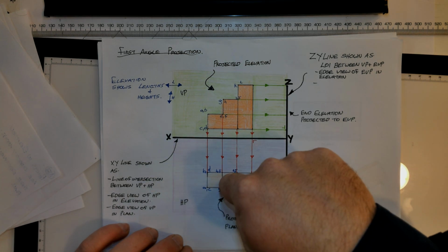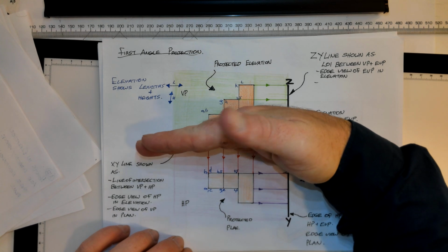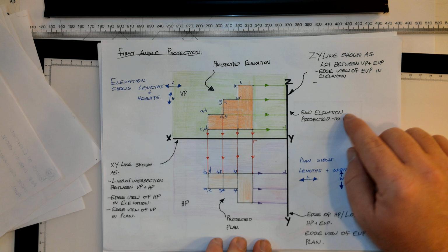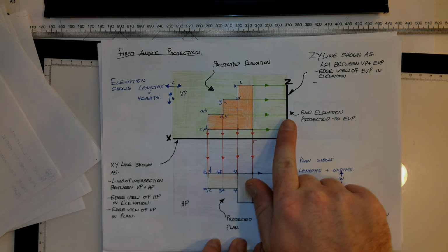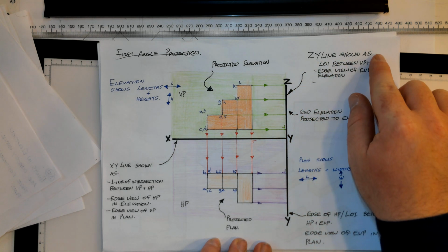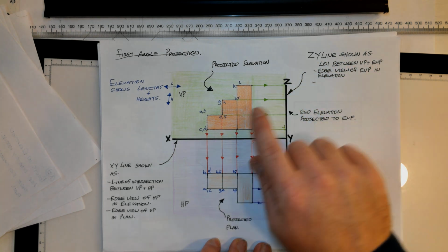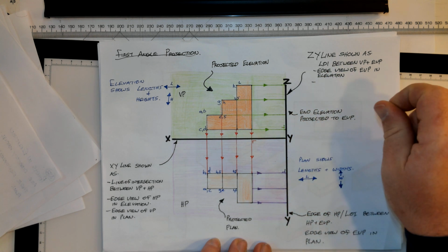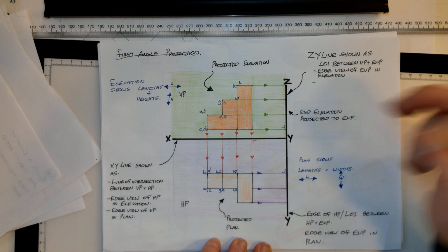If we were looking straight down here, we would see the top of that vertical plane, or the top of a wall. Over here we see the end elevation is projected onto the end vertical plane, but that end vertical plane hasn't been rotated out yet. The ZY line shows as the line of intersection between this vertical plane and the end vertical plane, but we cannot see that yet. And it is also shown as the edge view of that EVP.